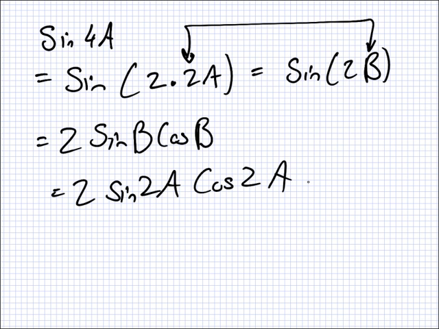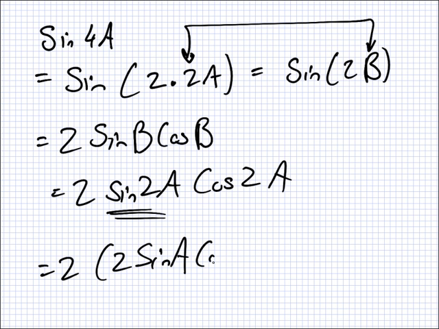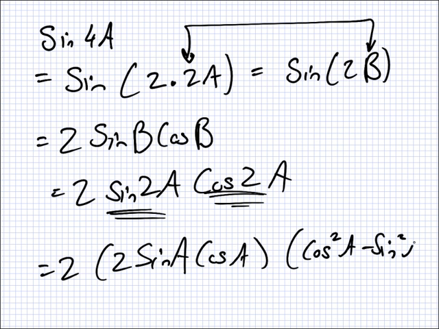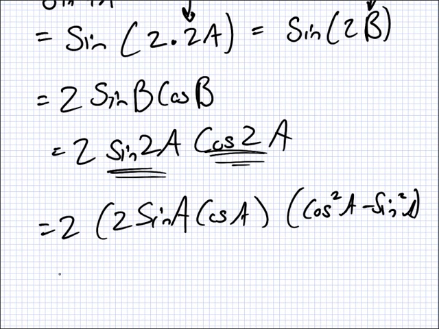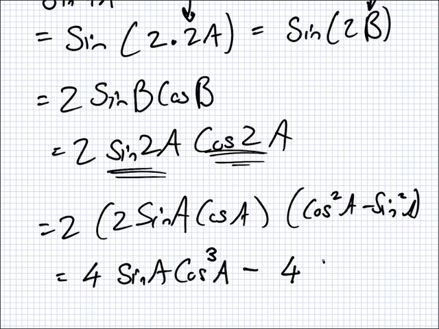Now we have a formula for sine 2a. It's 2 sine a cos a. And we have a formula for cos 2a. It's cos squared a minus sine squared a. So we'll need to multiply this out. It will be 4 sine a cos cubed a minus 4 sine cubed a cos a, if you multiply that out.